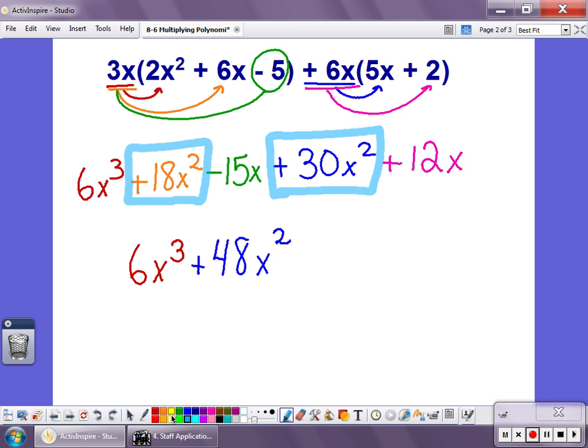And then I notice also that I have a negative 15x right here and a positive 12x. Those both have just an x term, so they can be combined together. Negative 15x plus 12x gives me negative 3x. And that's your final simplified answer.